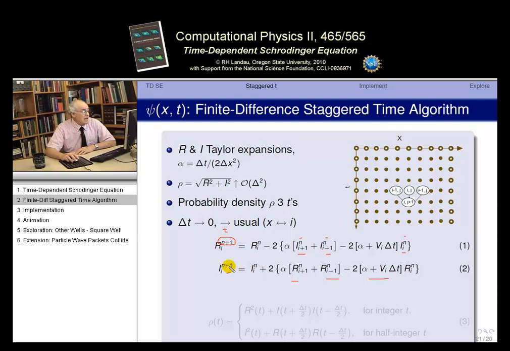It looks like they're at the same steps, but actually we've set it up so that the imaginary part is a half step in time different. Okay? So it's a little bit different.